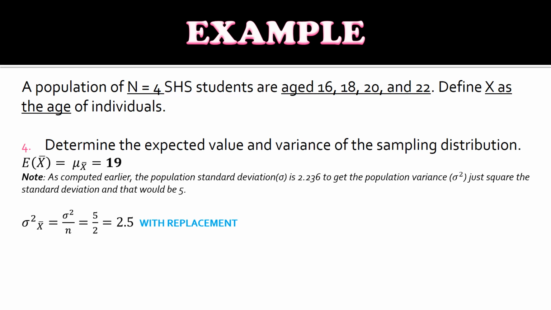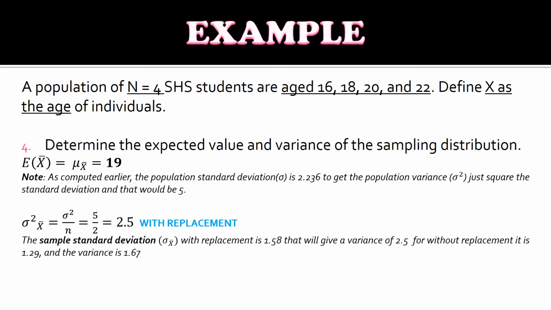Just to get the sample variance, we have a formula: the variance of the population divided by the sample size. So we have 5 divided by 2. So the sample variance is 2.5. That is for with replacement. The standard deviation with replacement, as we computed, is 1.58. If we square that, it would also give us a variance of 2.5. So same thing as we have computed earlier.